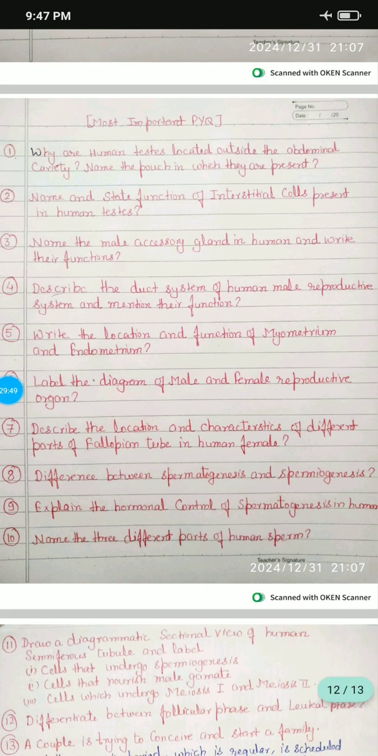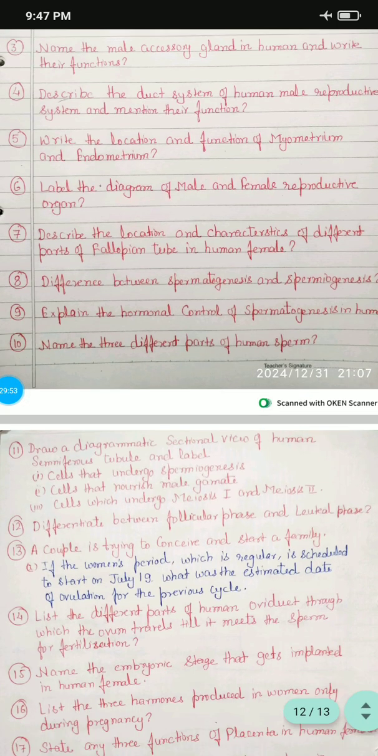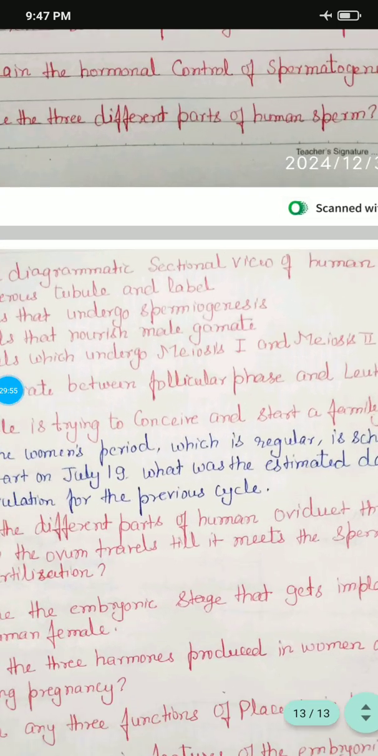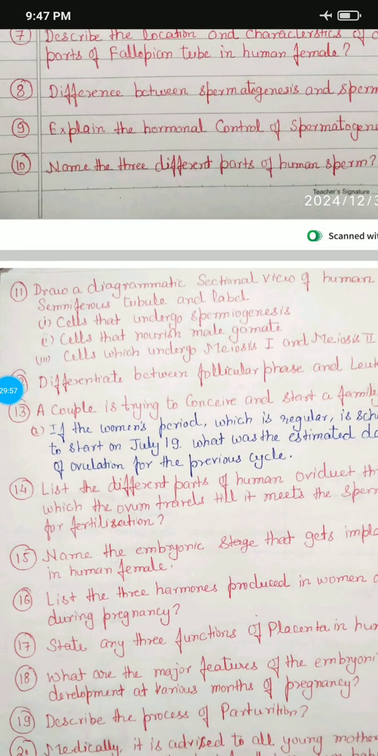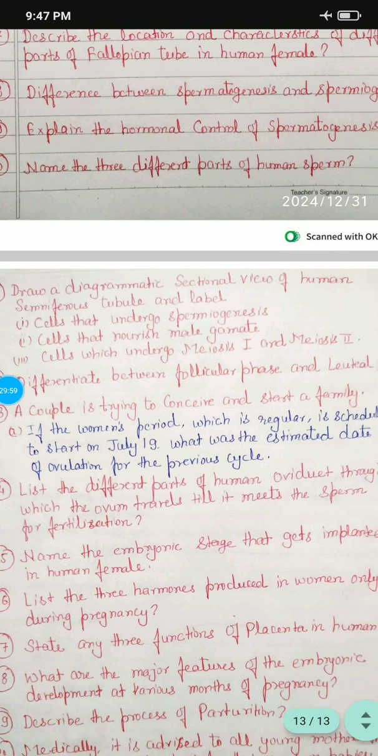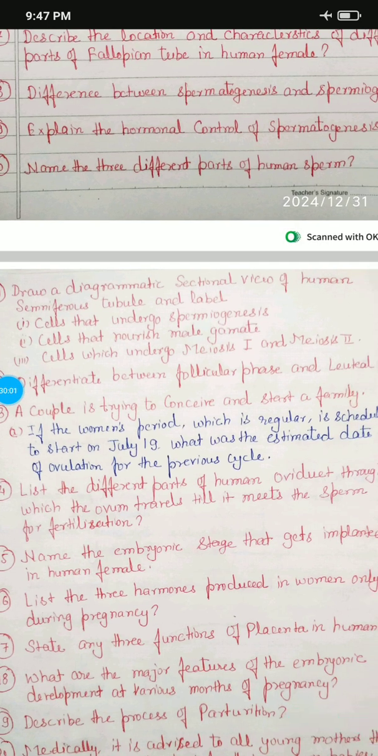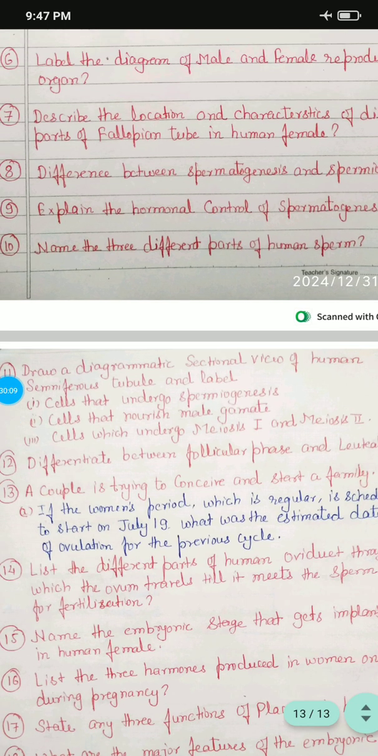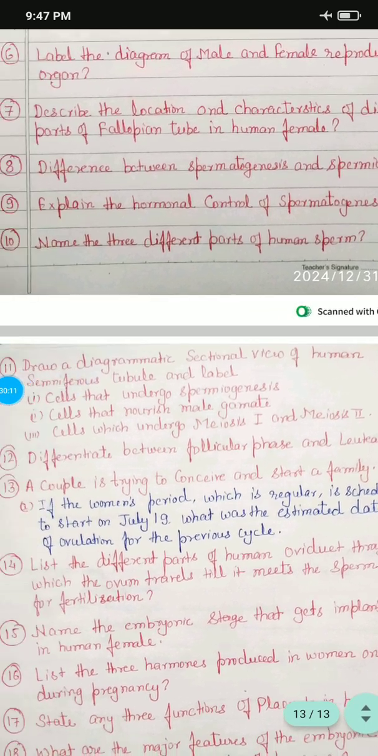Explain the hormonal control of spermatogenesis in humans and name the three parts of a human sperm. Already confused now? Now there is a diagrammatic section view of a human seminiferous tubule; label which cell undergoes spermiogenesis, which cell nourishes the male gametes, and which cell undergoes meiosis 1 and 2. It is a simple cycle you have to understand. Now differentiate between follicular phase and luteal phase.